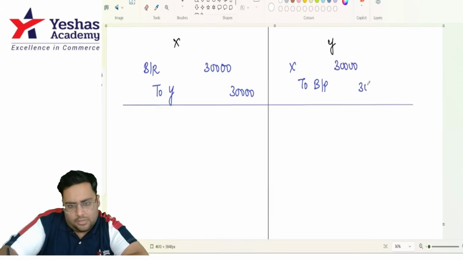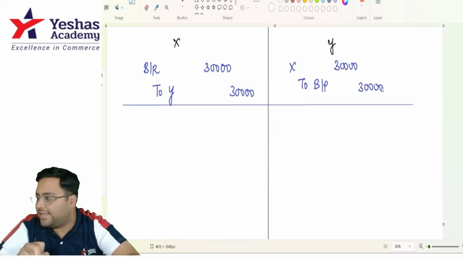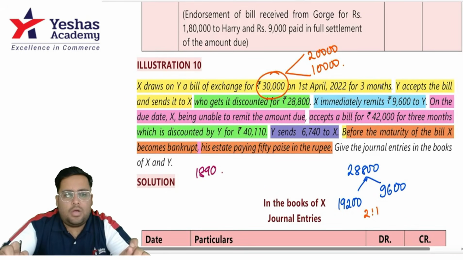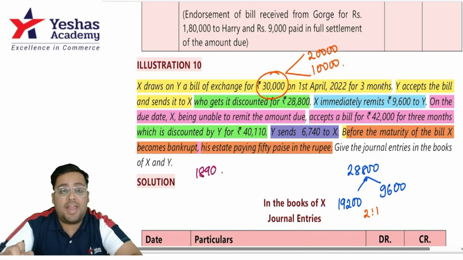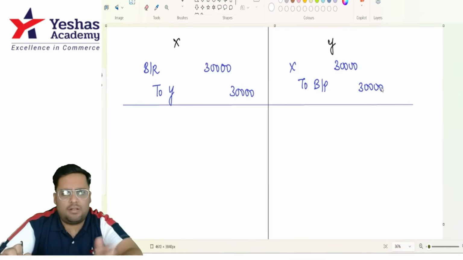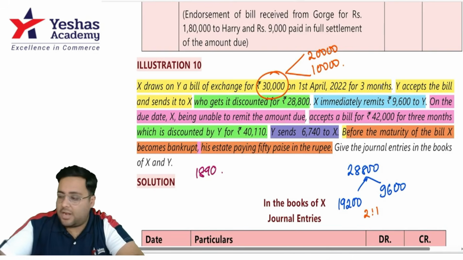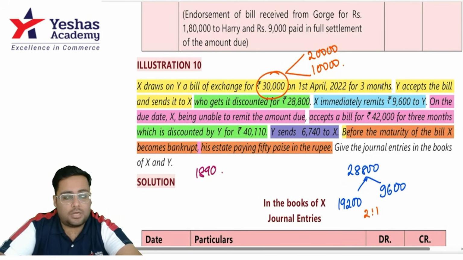What the next part of the question is saying. The next part of the question says X discounts this bill for 28,800. X draws a bill, Y accepts the bill. X gets the bill discounted for 28,800. What will be your discount?